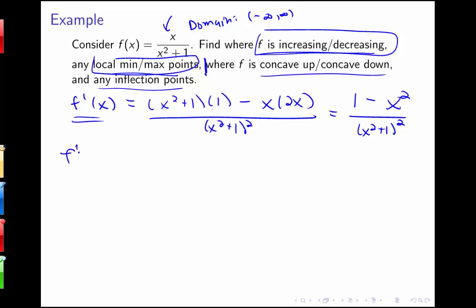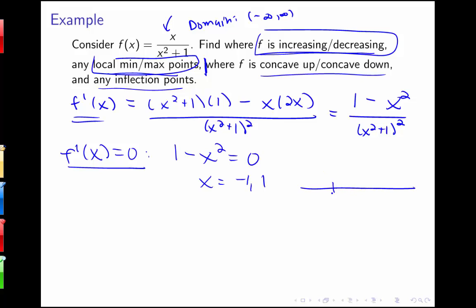So now I need to identify where this derivative is equal to 0, and that will only occur where this numerator is equal to 0. So I just need to look at where 1 minus x squared is equal to 0, and I see that would happen when x is negative 1 or positive 1. So I'm going to be looking at a sign chart here that has negative 1 and positive 1 on it for f prime.